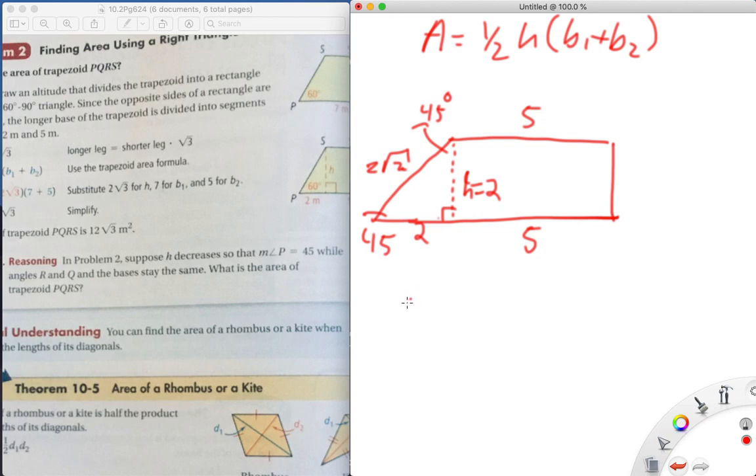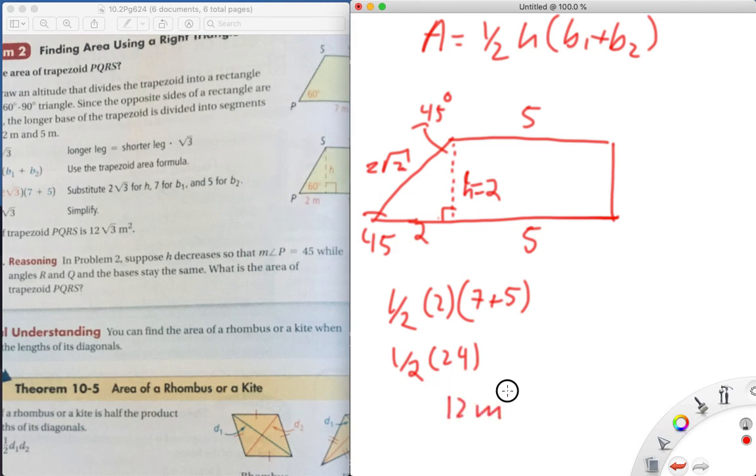So when I do the equation, it's going to be 1/2 times 2 times 7 plus 5, which would have been 1/2 of 24, which would have given me an area of 12 meters squared. So if it was a 45, 45, 90, the answer would have been 12 meters squared.